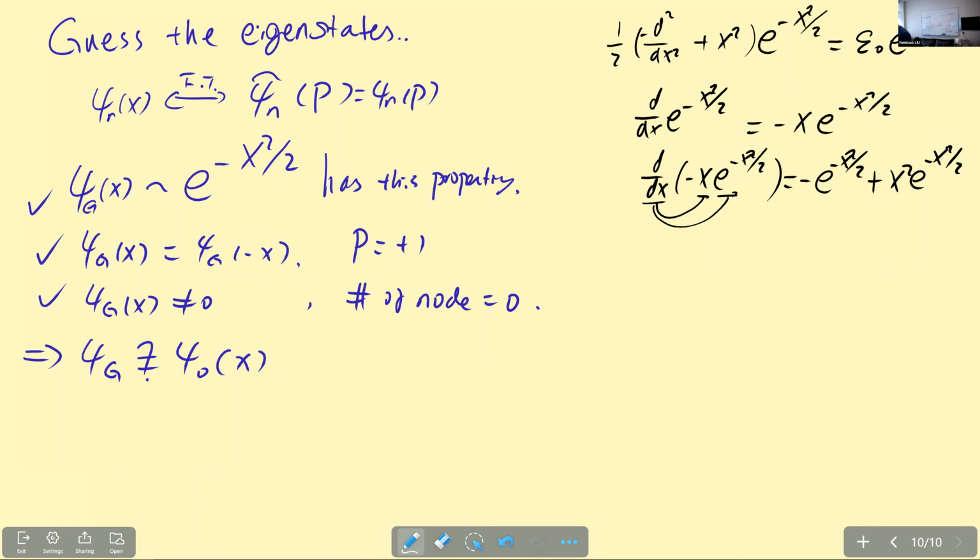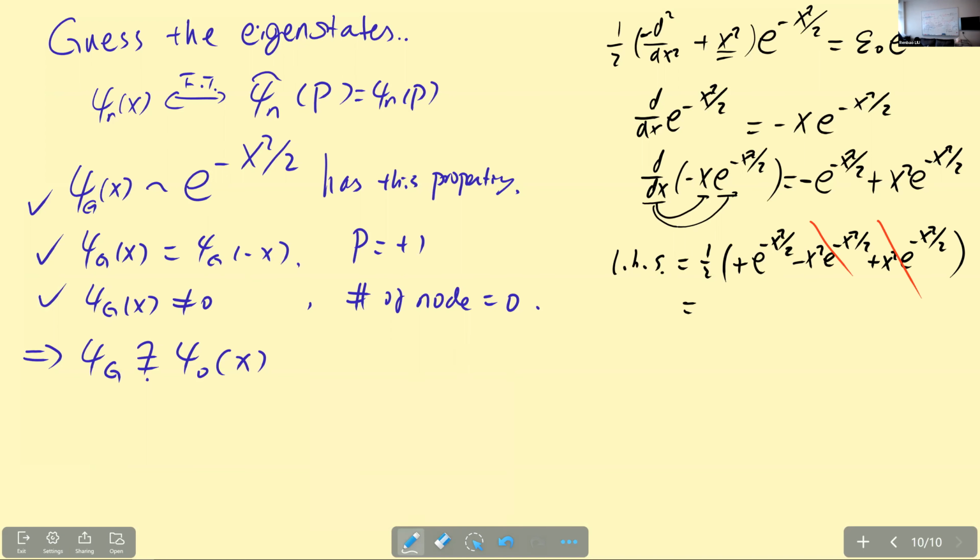Then you put this back into that one. The left hand side is 1/2, and there's a minus sign right here, remember? It cancels this minus sign, so this is plus e to the minus x squared over 2. Then this will be minus, so I get a minus x squared e to the minus x squared over 2. And then you have this term, plus x squared e to the minus x squared over 2. Very nicely, this term cancels this term, so this just equals 1/2 e to the minus x squared over 2.